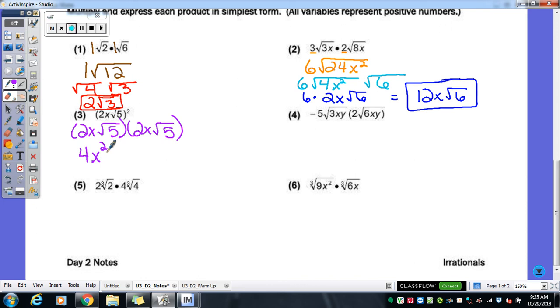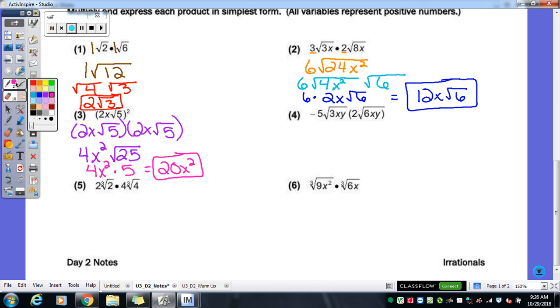would give us 4x squared. 2 times 2 is 4. X times x is x squared. 5 times 5 would give us the square root of 25. Which 25 is a perfect square. What is the square root of 25? 5. So the square root of 25 turns into a 5. It's times that 4x squared that was already out in front. So 20x squared ends up being our final answer for that one.